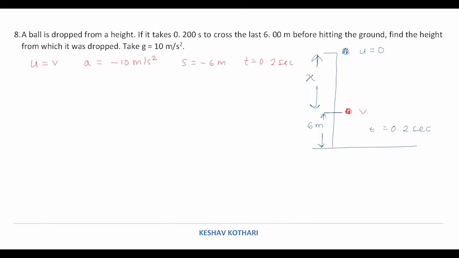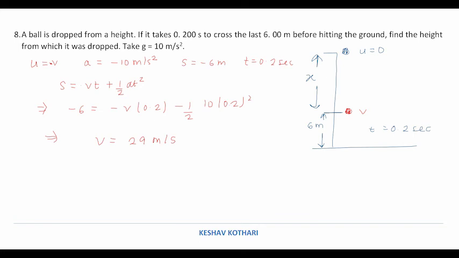So if we solve for this particular part, we can use the equation s equals vt plus half at square. And the velocity is also in the downward direction, so we will put a negative sign over here as well. So we can write this equation as minus 6 equals minus v into 0.2 minus half into 10 into t square, which is 0.2 whole square. So from here we obtain the speed as v equals 29 meter per second.